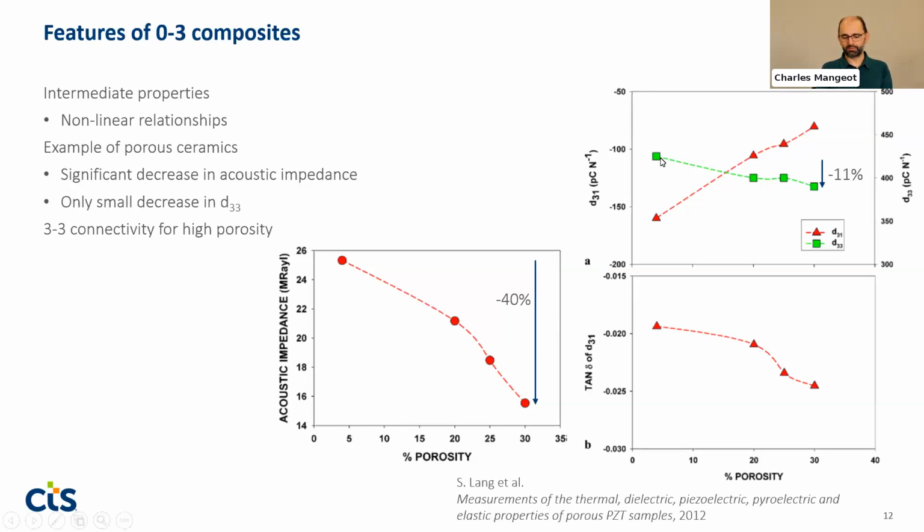If we look at D33 here in green, in the top right graph, we can see that there is a small decrease in D33 as you increase the porosity, but it's only about 11%. Compared to that, the acoustic impedance here on the left side has a drop of 40%. So by playing with the porosity, for example, you can change quite significantly the different properties of the material. And this is very interesting.